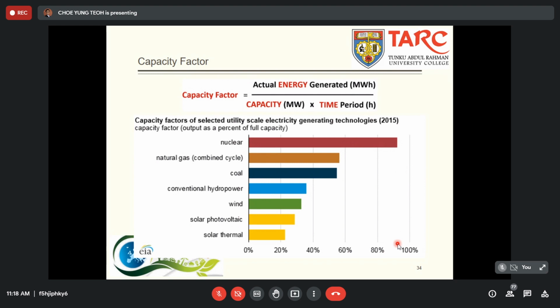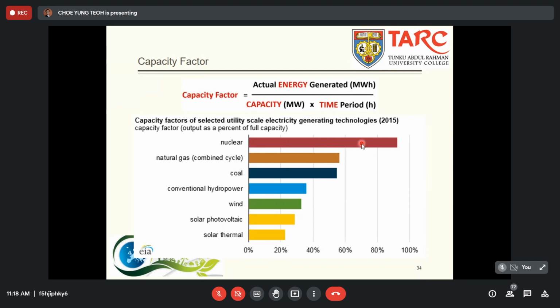Okay, and then you see natural gas and coal is around 50 plus, only less than 60. Okay, because the maintenance needed for a combustion power plant is normally much higher. You need to clean the furnace, you need to clean the turbine, maintain the turbine.